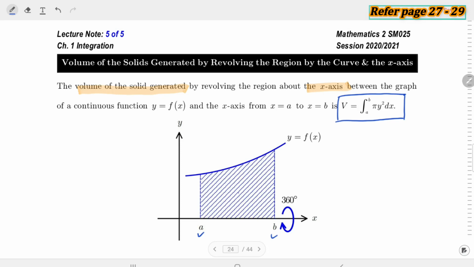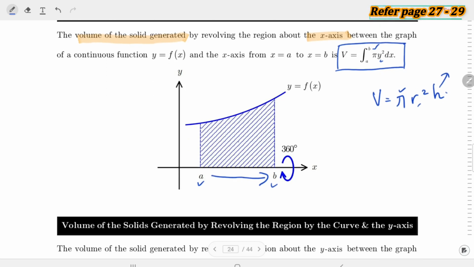Since this lesson is about finding the volume, the formula itself, if you look carefully, is similar to the formula of the volume of the cylinder. Do you still remember the volume of a cylinder? V equals pi r squared h. So pi r squared, the radius here is a y function. And how about h? Height is represented by the limits from a to b. This is your height. This is going to be your cylinder.